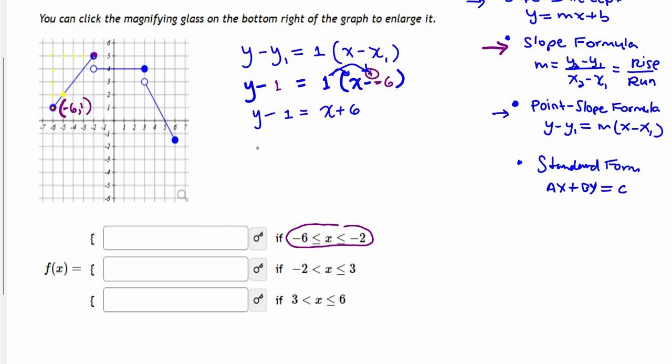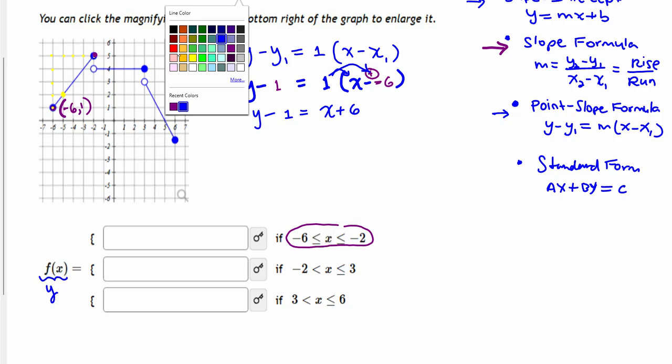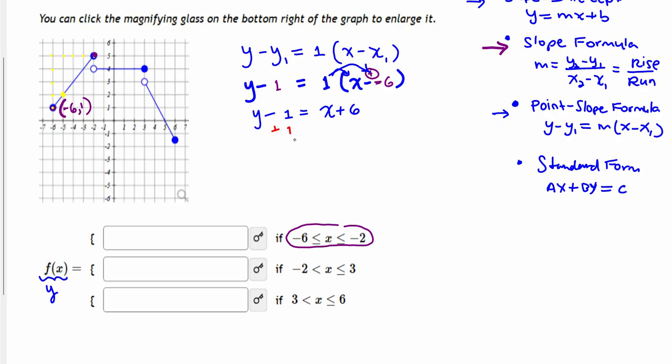Then what I want to do before I can put anything in this answer box, because the answer box over here in front of it has f of x equals, so that means I want to replace f of x with y so that I can realize I need to solve for y. I need to get y alone on one side of the equals so that I can write this in function form. So then I have y is equal to x plus 7. So that's my first piece.